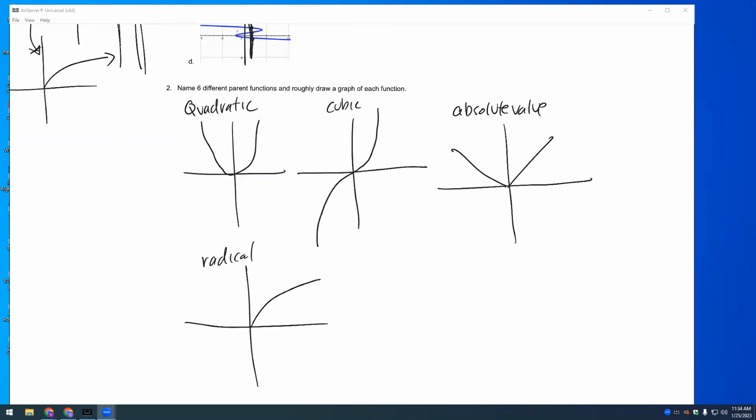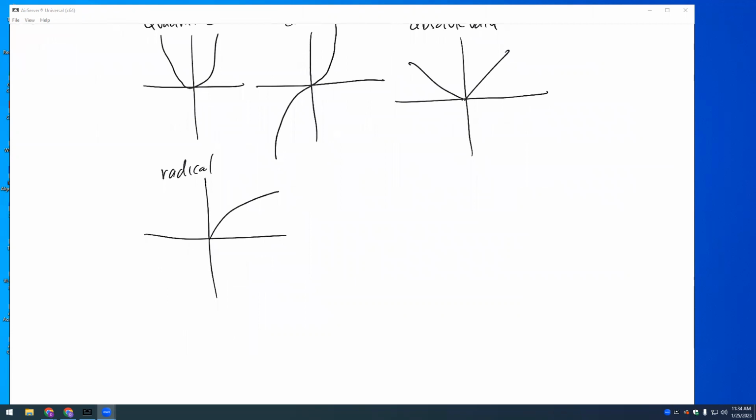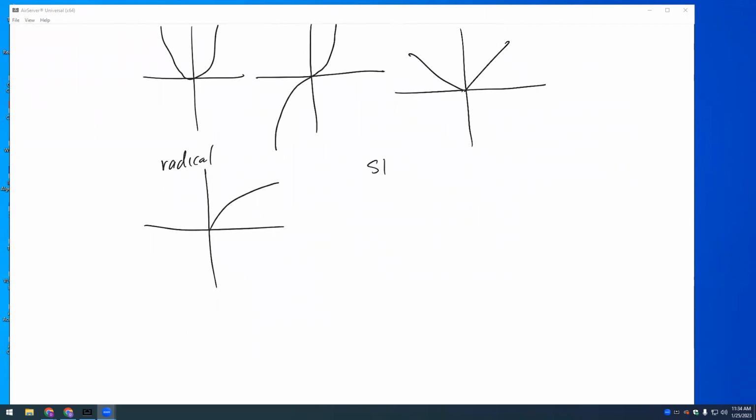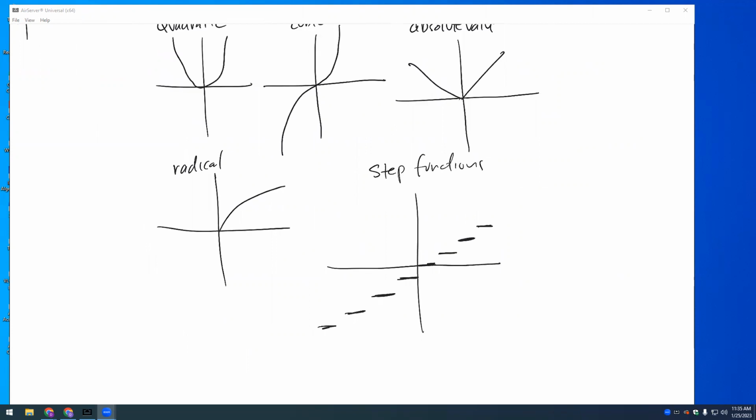What other ones do we have? Do we have step functions? And these are pretty much just little stairs. You just do this. Okay. And we have the exponential function. All right. You can do linear too.